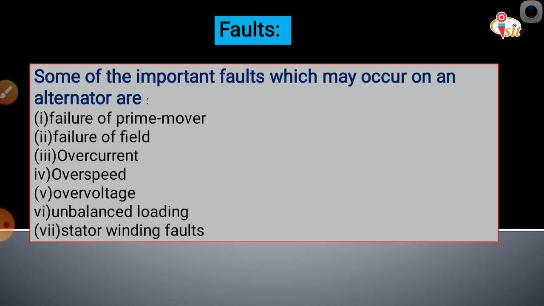Failure of prime mover, then failure of field, overcurrent, overspeed, overvoltage, unbalanced loading and stator winding faults. Stator winding faults are the most severe or dangerous faults on the alternator as compared to the other faults. So we have to protect the alternator against these faults. So we have employed different protection schemes.